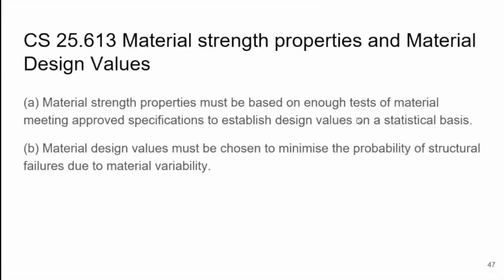Design value, material strength, property and design value 613. Here is where you have to do enough tests to develop the value. For example, the modulus of elasticity, modulus of rigidity, your Poisson ratio. You have also to develop your ultimate tensile stress, yields, ultimate yield, compressive yield, bearing, shear ultimate. So all these material properties have to be developed under the requirement of 613.